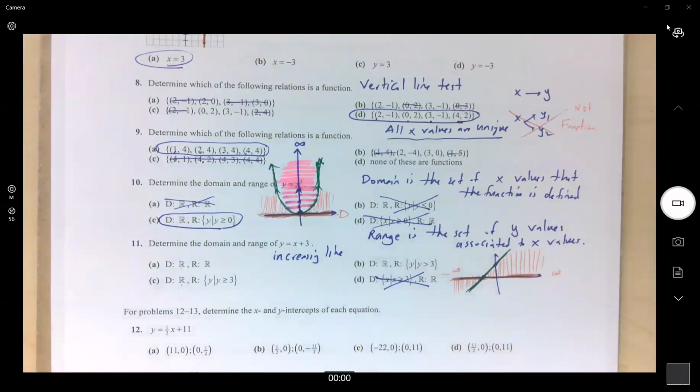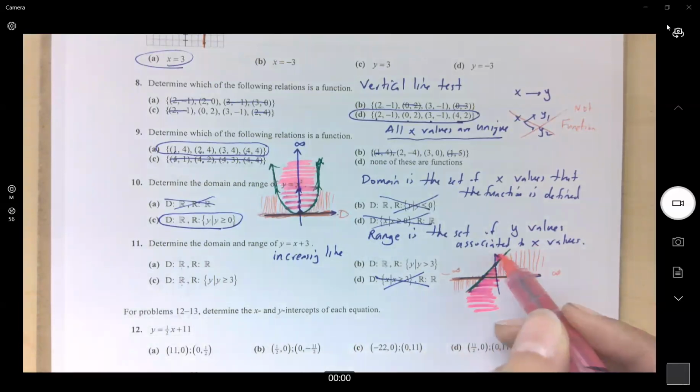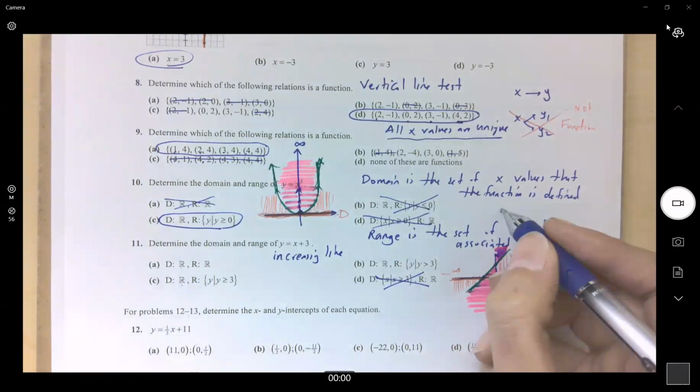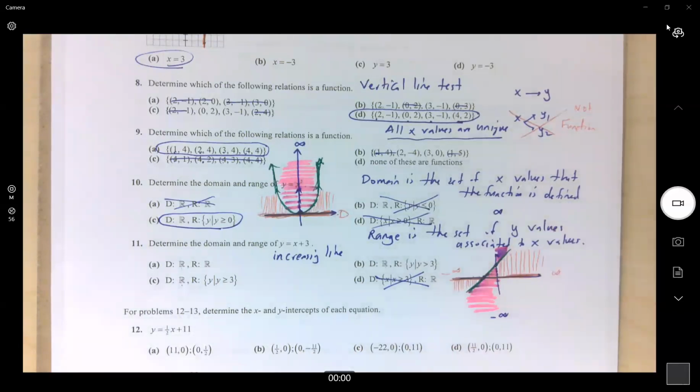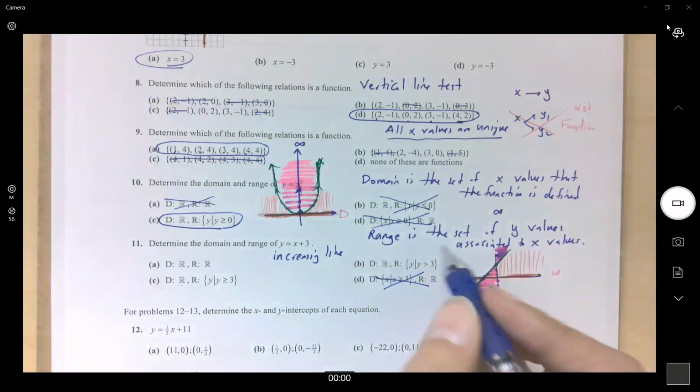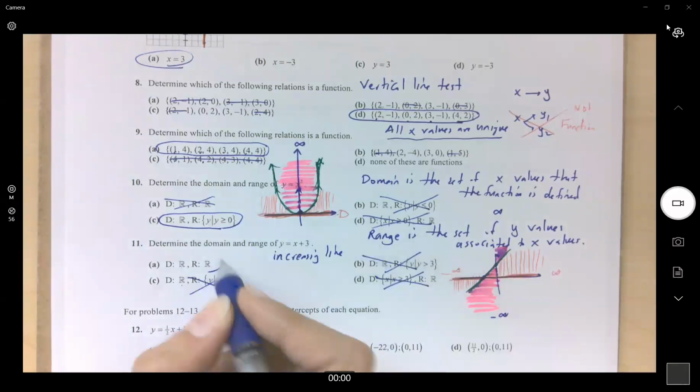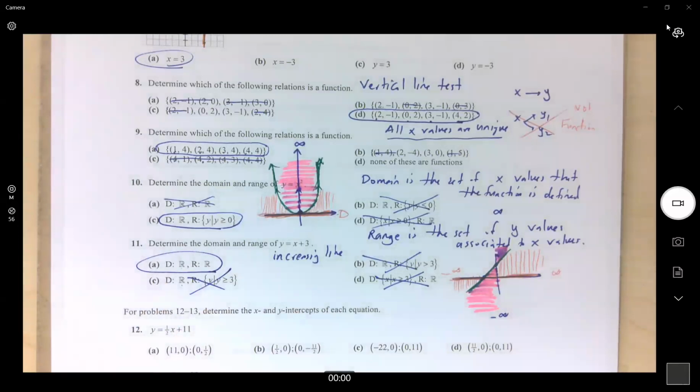What about the range? To find the range, look at the shadow of the graph on the y-axis. Here, here, and it continues down, it continues up, and as you can see, it's -infinity to positive infinity. So range includes all real numbers. It's not restricted. So the only answer is A.